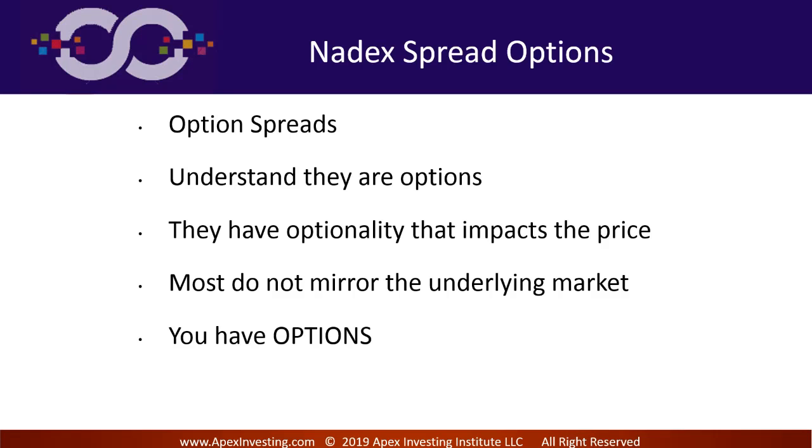So I want you to understand they are options. Okay? They have optionality that impacts the price. You have choices. Most of them will not mirror the underlying market. And again, you have options. Okay? So with that, let's go into what they are.